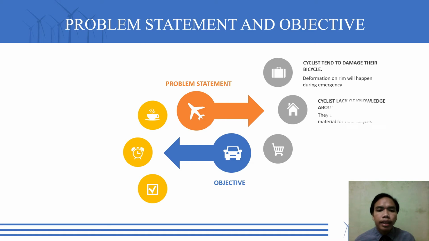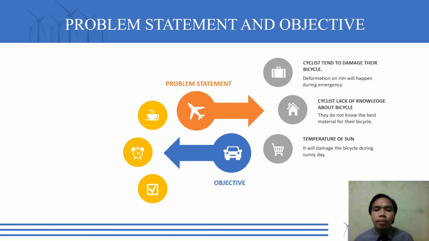Next, many cyclists do not know the best material for a bicycle wheel that can withstand much longer on the road. Having a quality bicycle can help the cyclist save money on bicycle maintenance. The last one is that the temperature of the sun may end up damaging the bicycle wheel. It may cause damage to the wheel. Having a suitable material for the wheel when cycling on a sunny day is important.